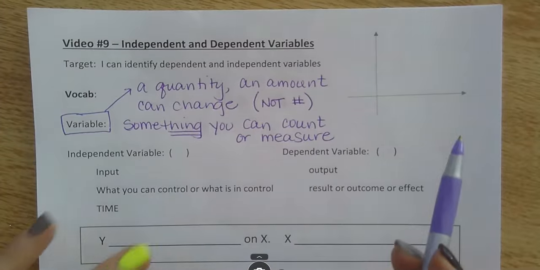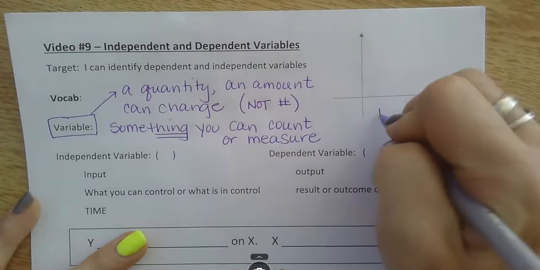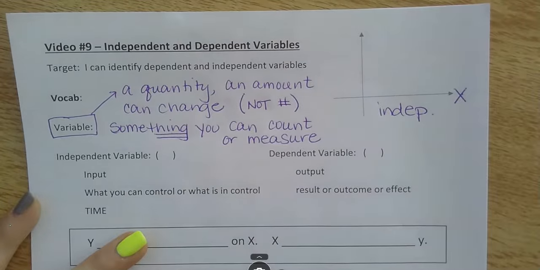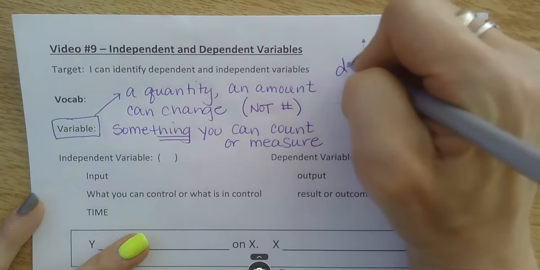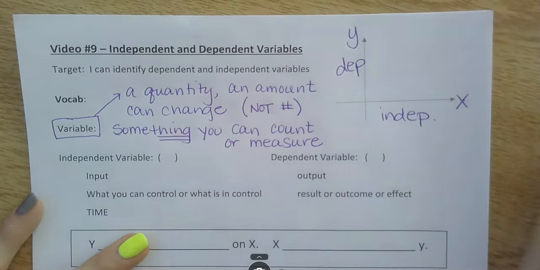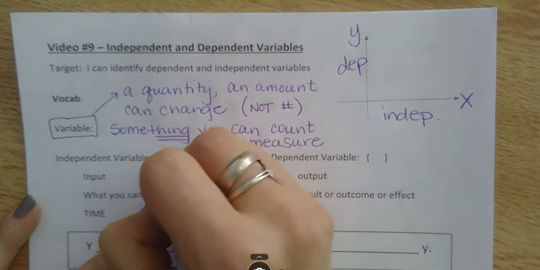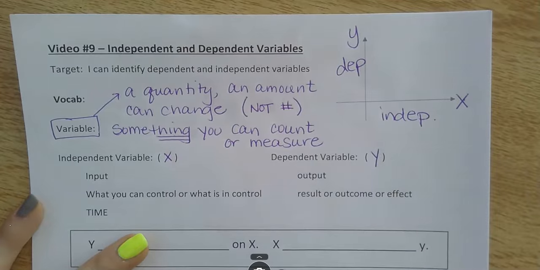Okay? So you have probably seen before that the independent variable goes on this x-axis. So we know where it goes if we were graphing. And the dependent variable goes up the side here on the y-axis. So independent variable is always x, dependent variable is always y.